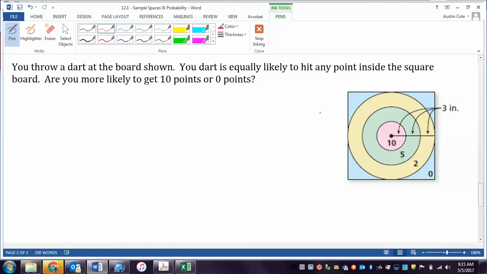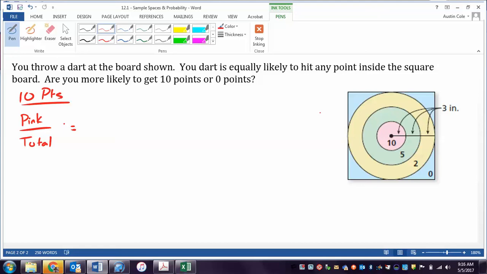Okay, so 10 points. The likelihood of getting 10 points is, again, what's our favorable outcome? Well, it's the pink part divided by the total. So we need to find the area of the pink part divided by the total area. That will get us the probability or the likelihood that we're going to get 10 points. So the pink part, that's a circle.